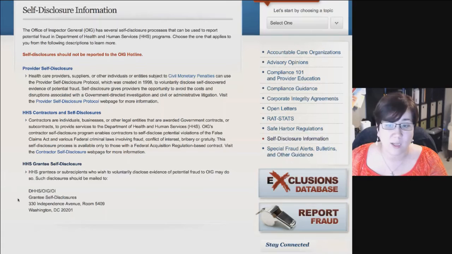So they give you the address to disclose everything to. There's a self-disclosure web page. You can go through the protocols, but you need to make sure that you're going through this with whoever is over your compliance department and oftentimes involve your legal department.